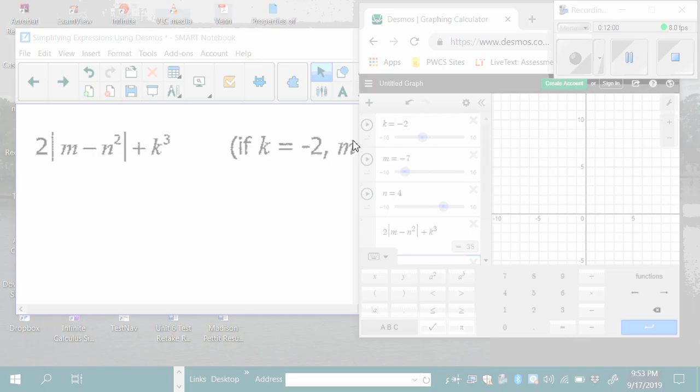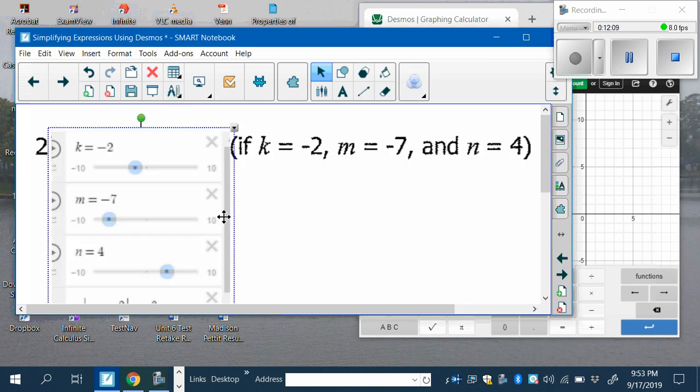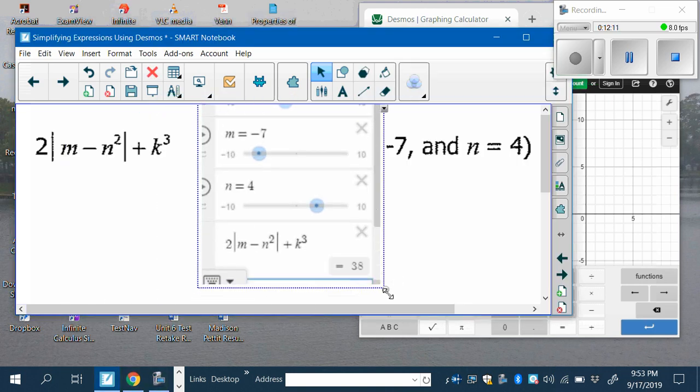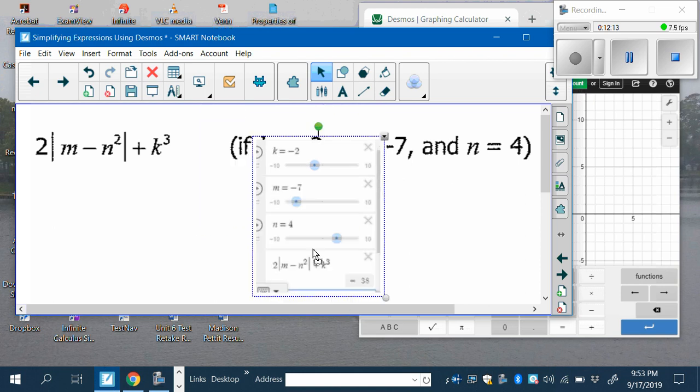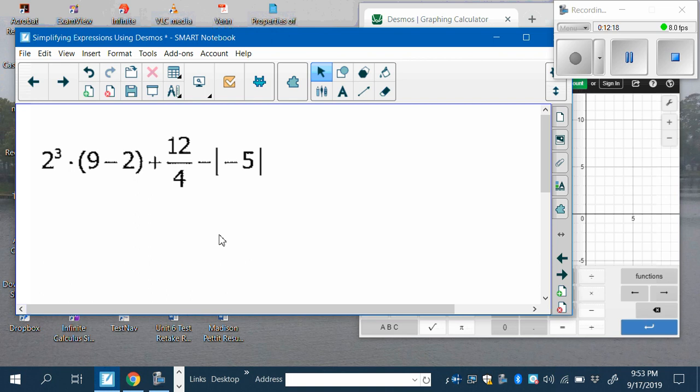And if you didn't do very well on your expressions test, like I said, please ask me to reset it for you and you can retake it, because there's no reason why any of these problems should be wrong when you have this tool right here. Okay? All right, let's move on to the next one.